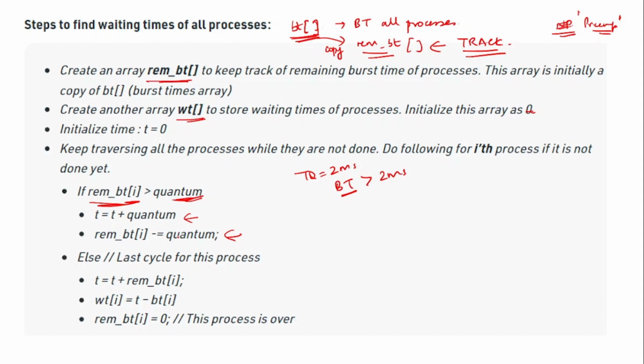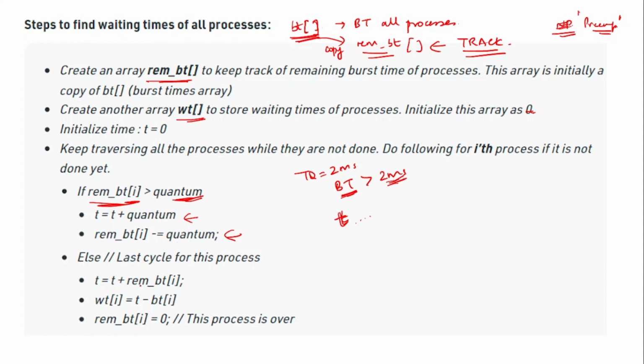So what I will do is increment the value of t, and decrease the value of the remaining burst time by the time quantum, because when it executes for 2 milliseconds, the burst time will be reduced by 2 milliseconds only. So that's what I will be doing. I will be increasing the variable t first. This is done so that I can keep track of how long the process has executed, and the remaining burst time stores all the values related to the time quantum, that is, how much time is now left.